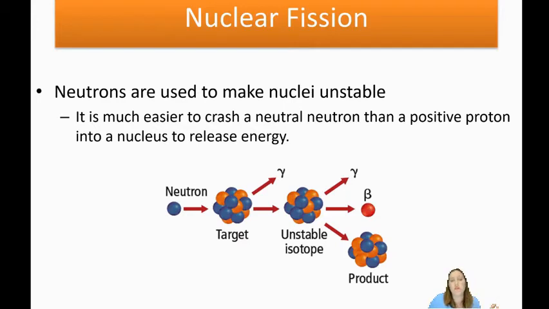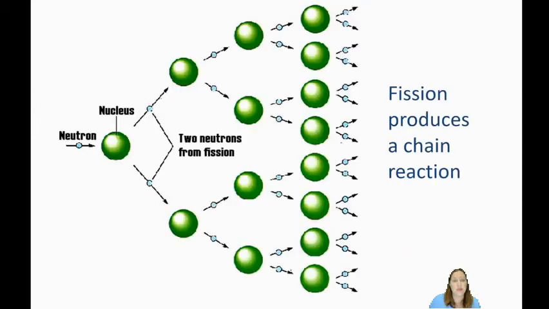Neutrons are used to make the nuclei unstable because it's much easier to crash a neutral neutron than it is to crash a proton. Why? Because you've got this positive charge here. You don't want to pull in a positive charge because that's just going to repel. So the neutron's the easiest thing to attack.